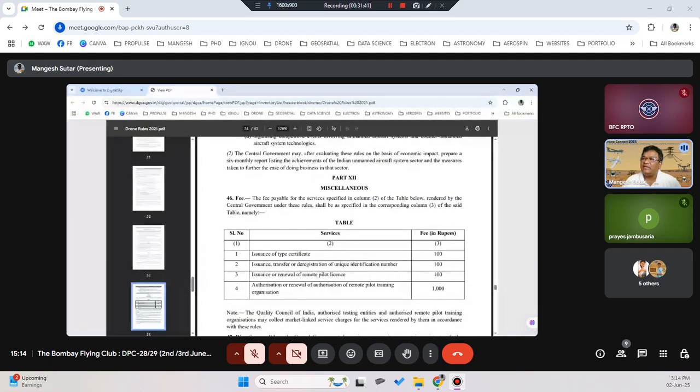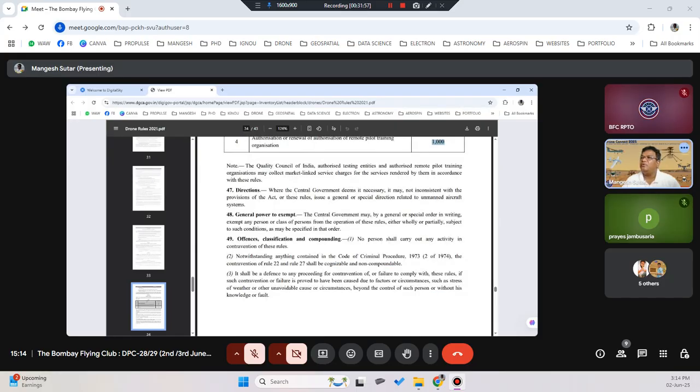Last is part 12, that is miscellaneous. Okay, so whatever is left out, all our rules are put here. So rule number 46 is about the fee we talked about, right? D1, D2, D3, D4 all are 100 rupees. Only the D5 form is 1000 rupees, that is the application for RPTO. Direction we saw, power to exempt, offense classification, compounding we saw. So if you don't follow the rules, these are the things you will have to follow. Okay, so offense classification, compounding means you will not get the bill. Okay, as simple as that.